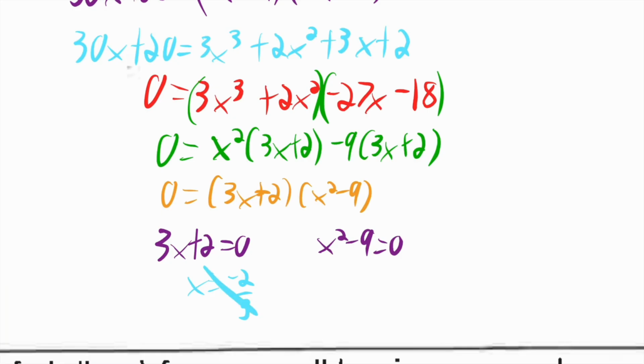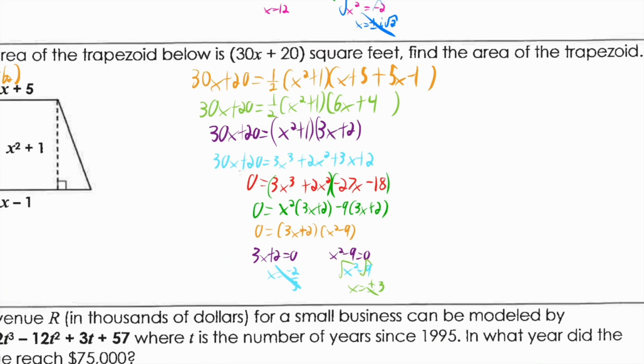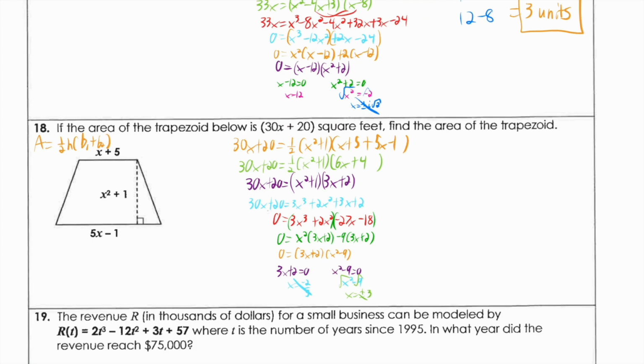Specifically the bottom of the two bases. This other one, I add 9 and get x squared equals 9. I then square root, and I get x equal positive negative 3. Once again, can't be the negative version, so x is just simply 3. So, to find the area of the trapezoid, I plug it back into 30x plus 20. So 30 times 3 plus 20 is 90 plus 20, which is 110 square units, which is feet, so square feet.